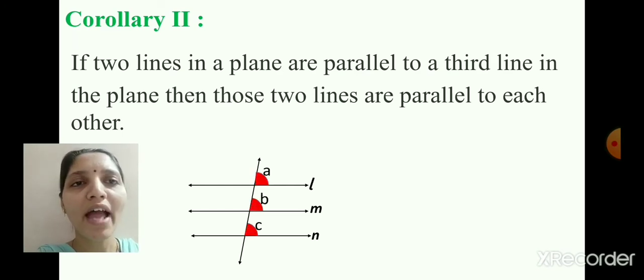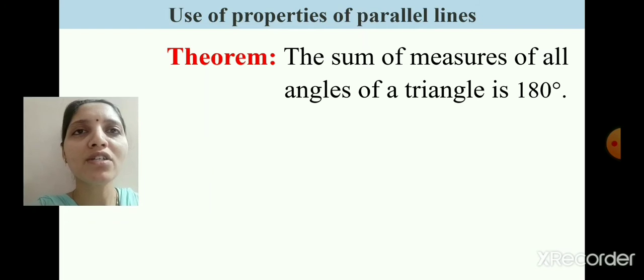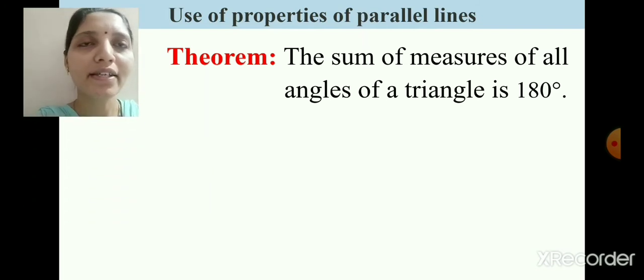So here angle A, angle B and angle C, these angles are which type of angles? Yes, they are corresponding angles, and we know that the corresponding angles formed by the parallel lines and the transversal are congruent. So we are going to see now the use of properties of parallel lines.